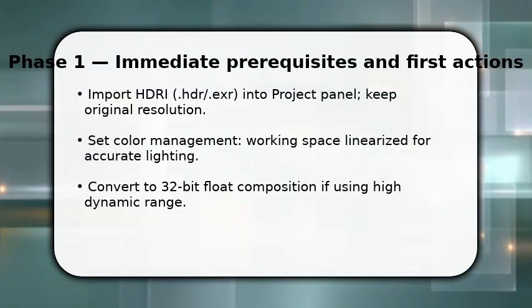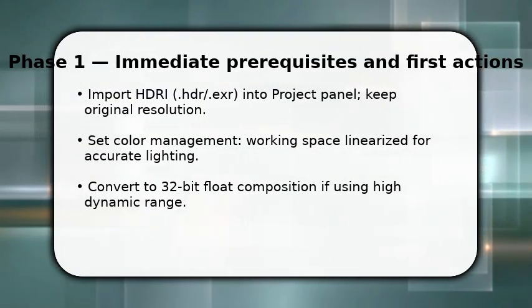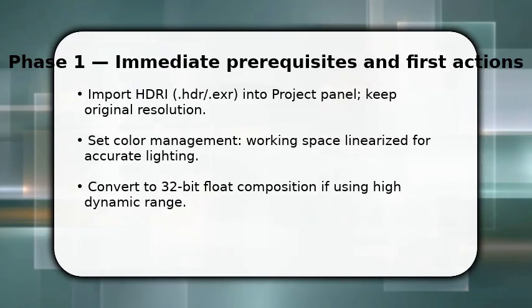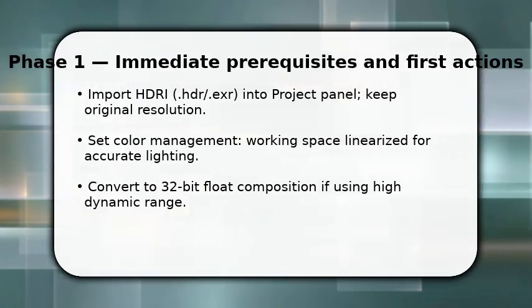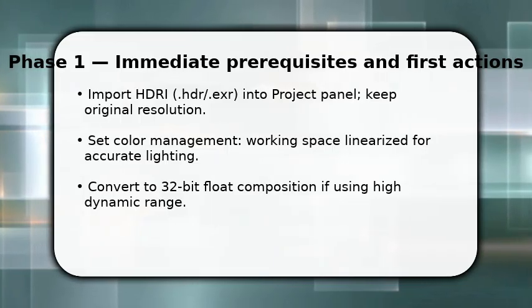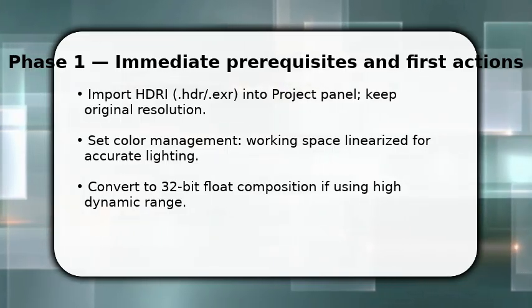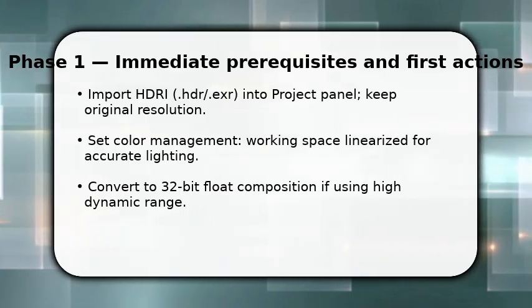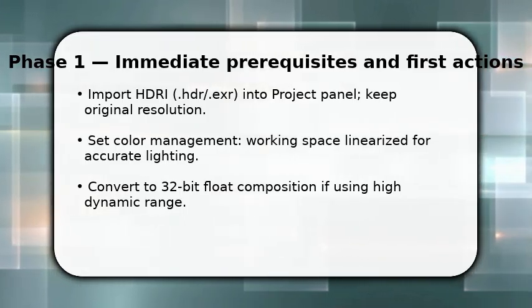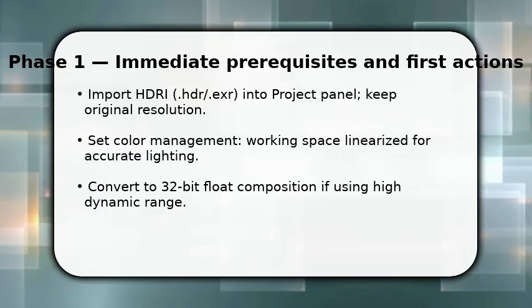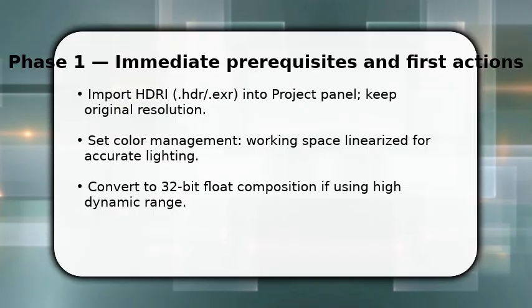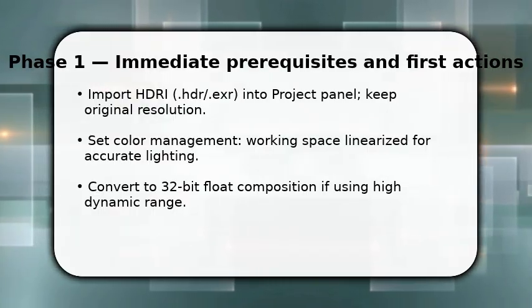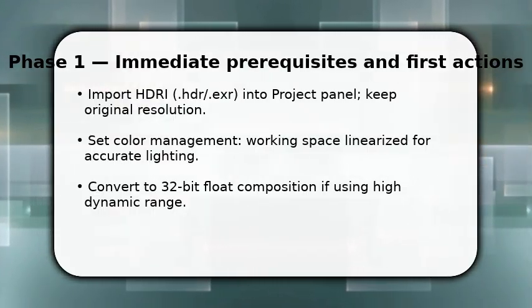You start by importing the HDRI file into After Effects and placing it in a new composition. This is where lighting originates. Make sure your project color settings are set to a linear working space so brightness maps correctly, and convert the comp to 32-bit float if you need full dynamic range. Once done, create a new light probe or 3D layer to hold the HDRI. This first step ensures your reflections and exposure behave predictably as you proceed.